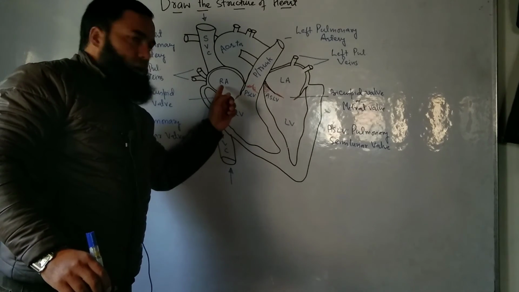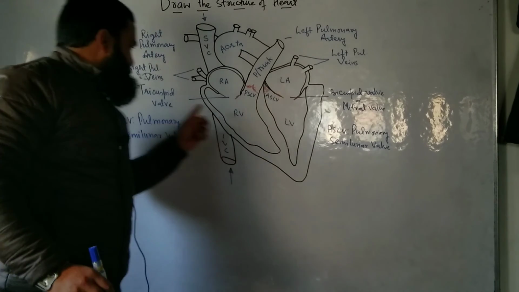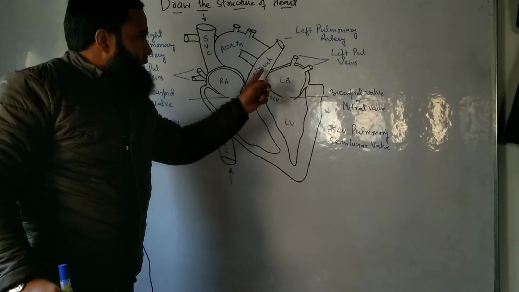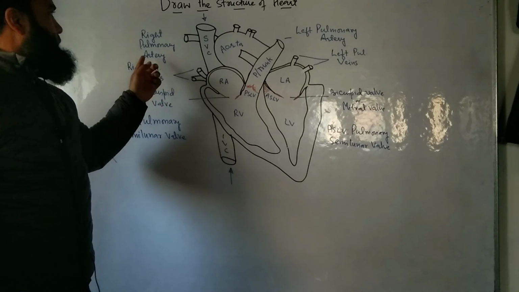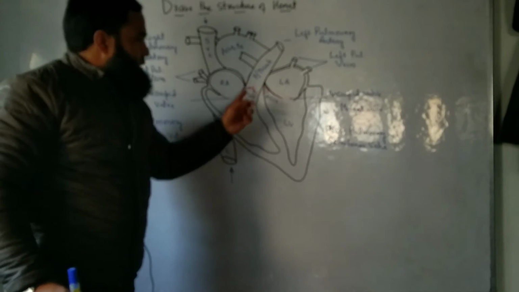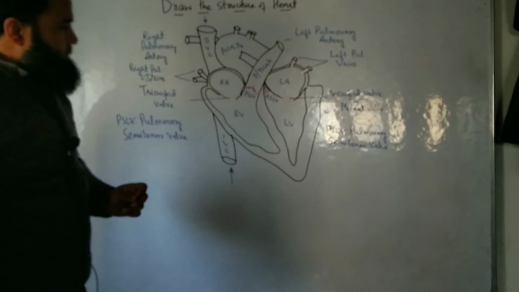When the right auricle gets filled with the blood, then the blood enters into the right ventricle through the tricuspid valve. From right ventricle, it goes into the pulmonary trunk and then into the respective left and right pulmonary artery to the lungs via pulmonary trunk through PSLV, pulmonary semilunar valve.